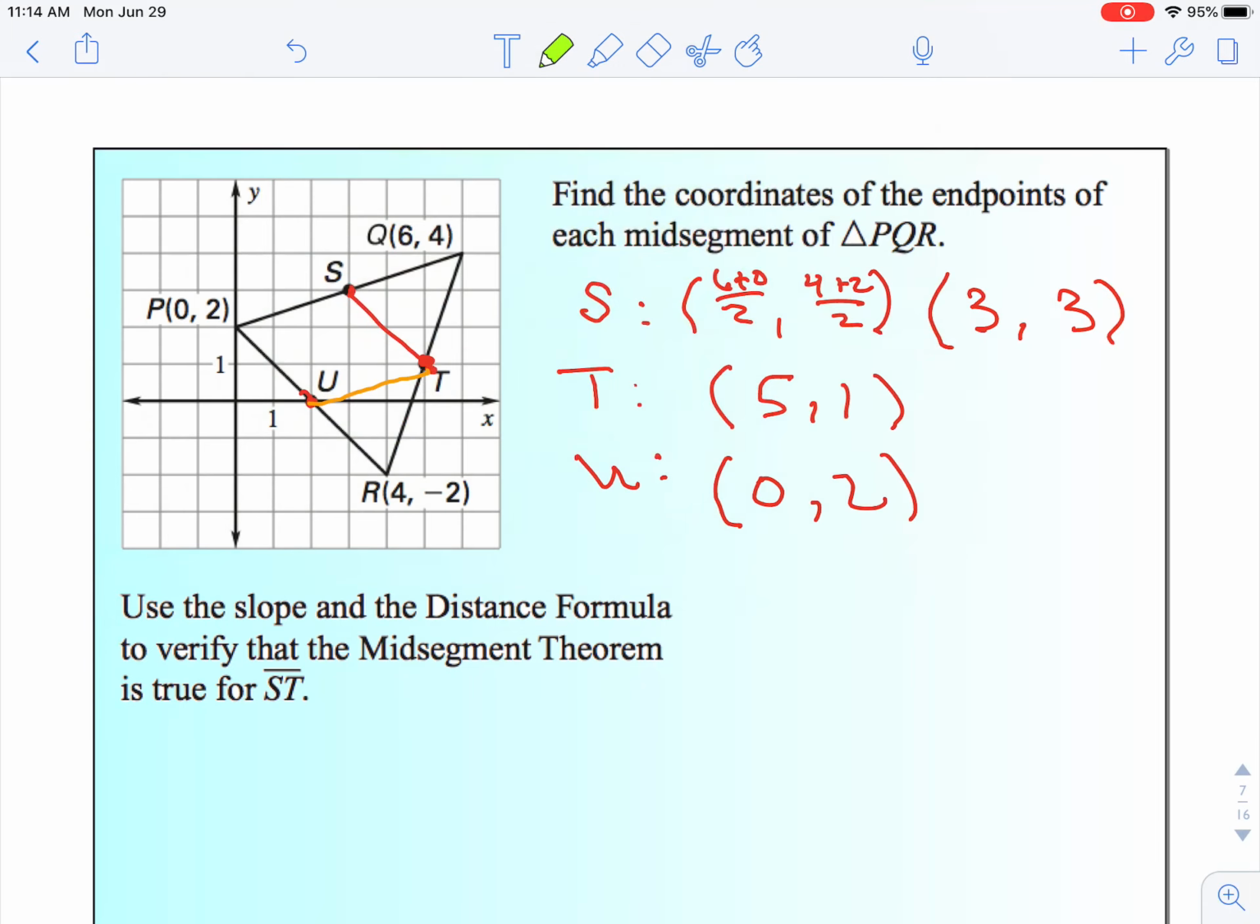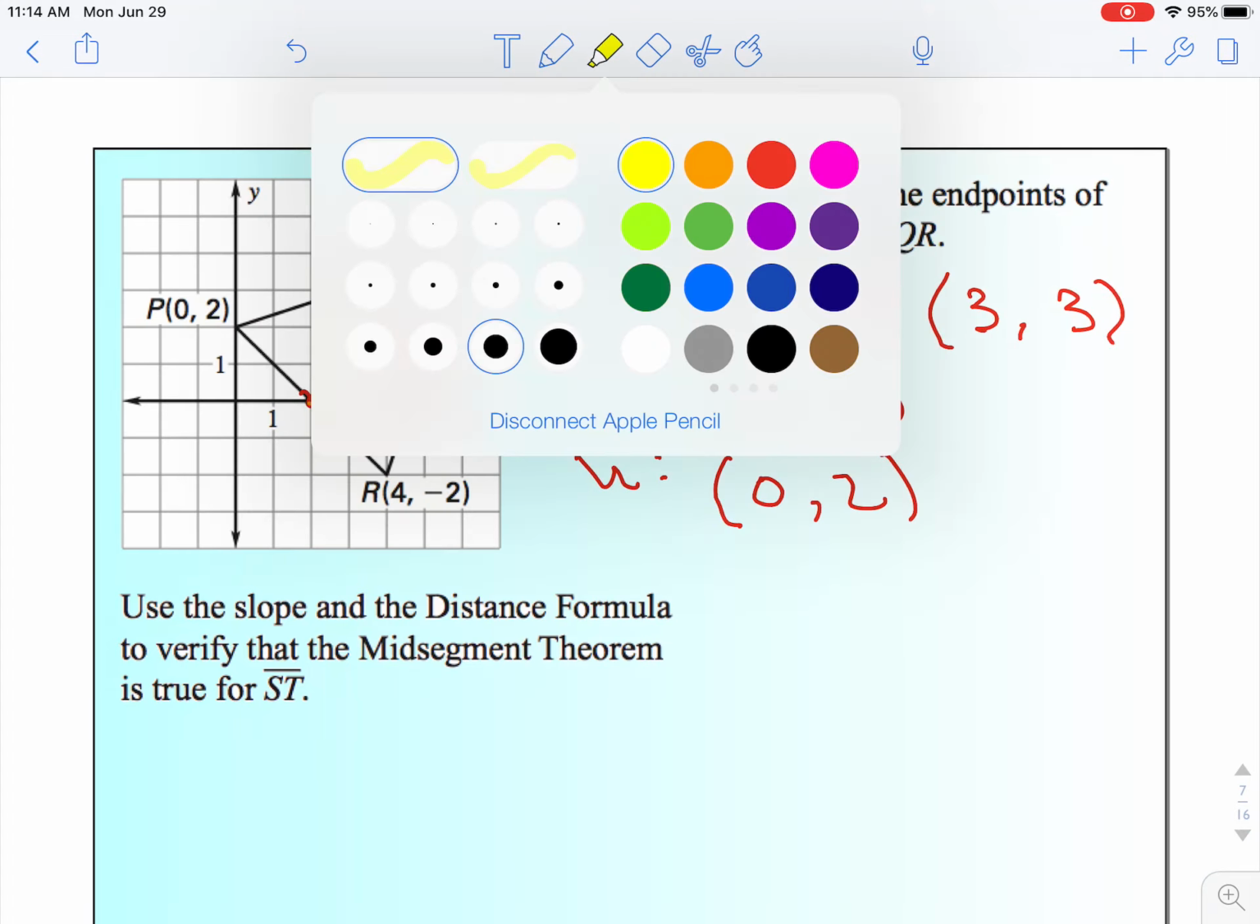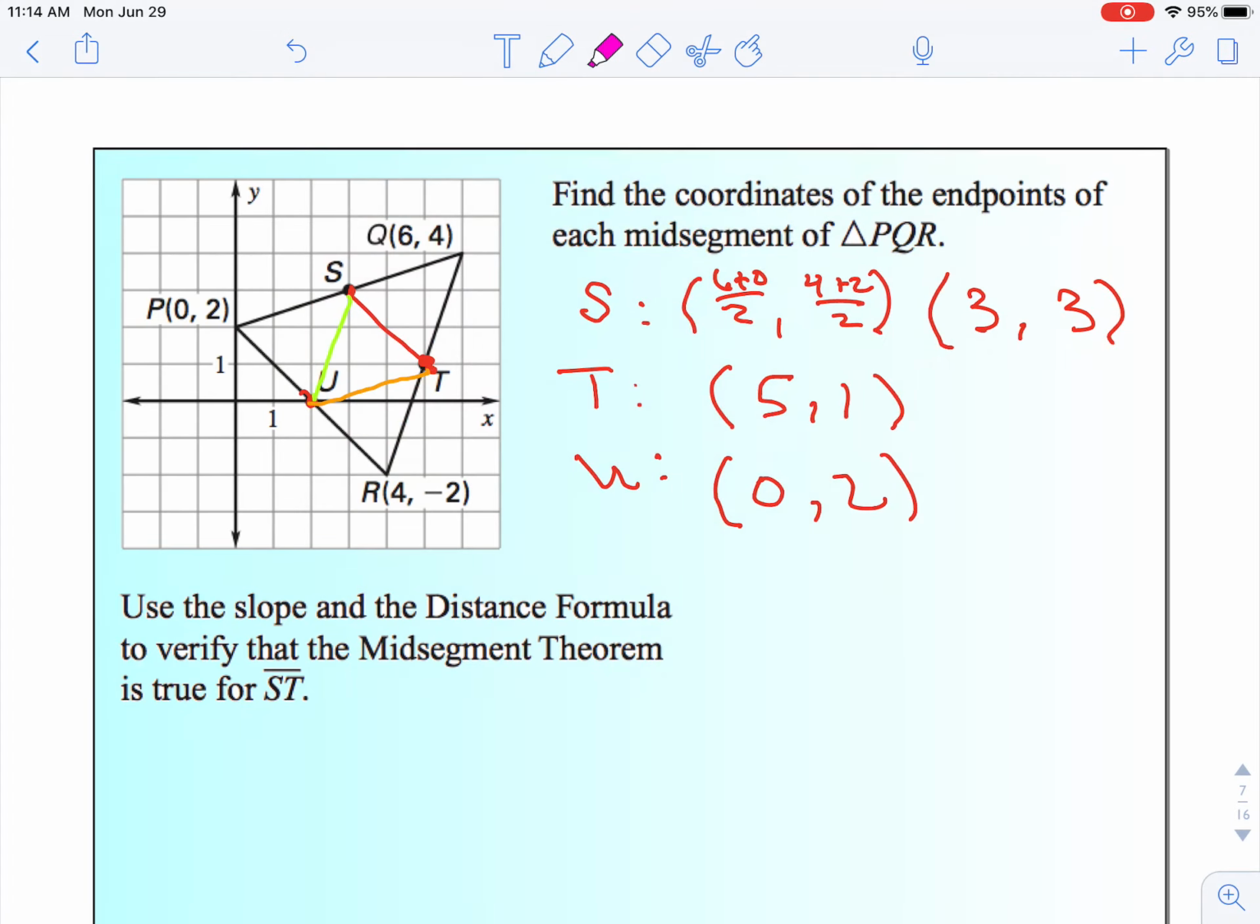And then S and U are the coordinates of this midsegment. So we have those three midsegments. So now what do we want to do? We want to verify the midsegment theorem is true for ST. So we want to verify for ST the midsegment theorem. Well, there are two parts that you need to verify. Remember, you're going to need to verify two parts.